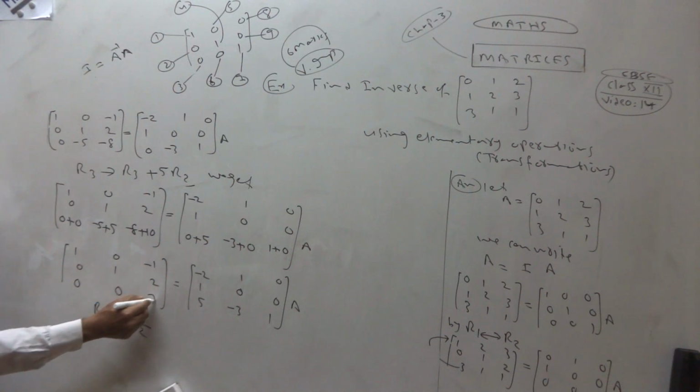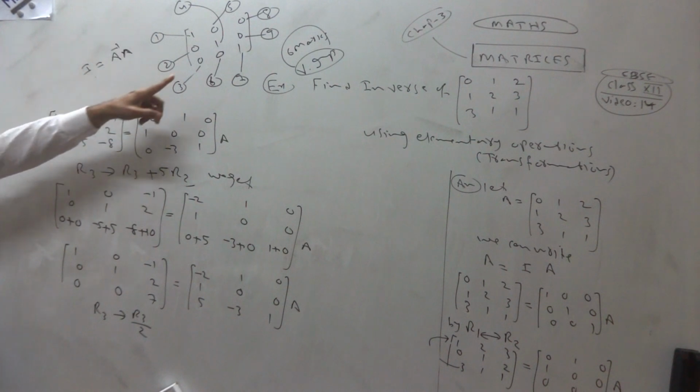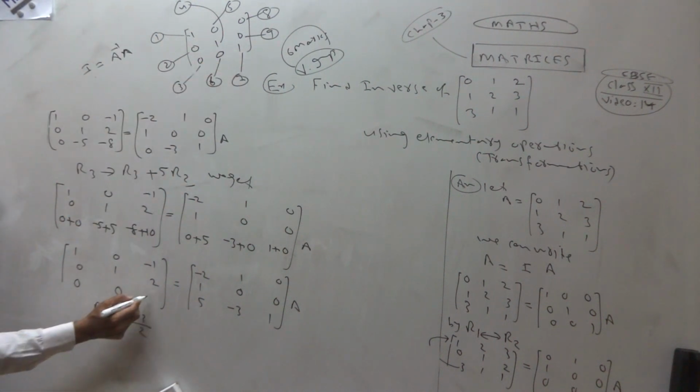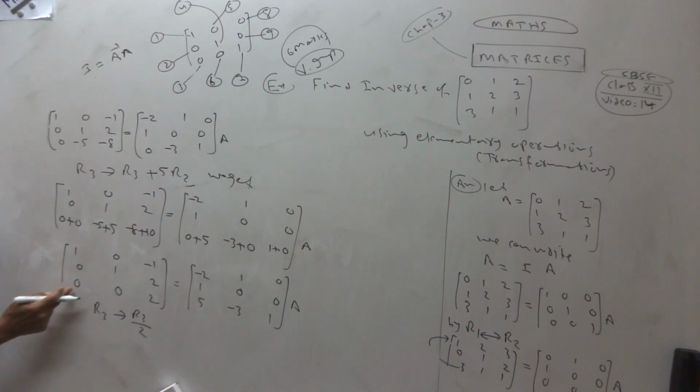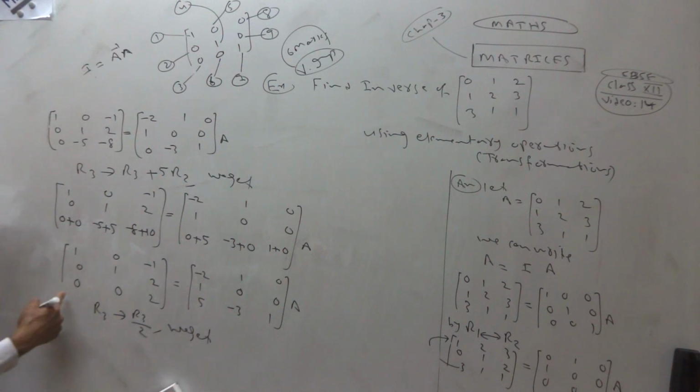If 7 is there here, suppose, then R3 divided by 7, because I have to get 1. So first you should get 1. So here 2 is there, so R3 divided by 2. What do we get if R3 is divided by 2?